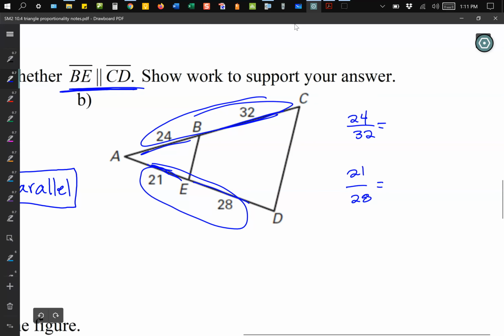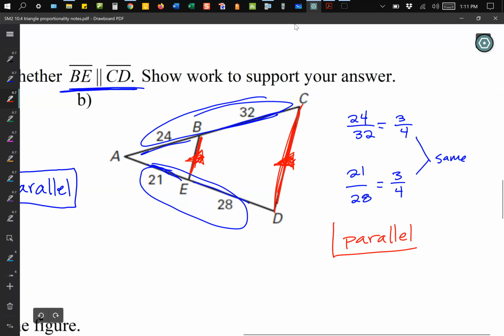So 24 over 32, those can both be divided by 8. That gives me 3/4. 21 out of 28, those can both be divided by 7. That gives me 3/4. Okay, so those are the same. That means that this segment and this segment are parallel. I could extend them as far as I wanted, and they would never, ever, ever cross. So that's how you test whether two segments are parallel.